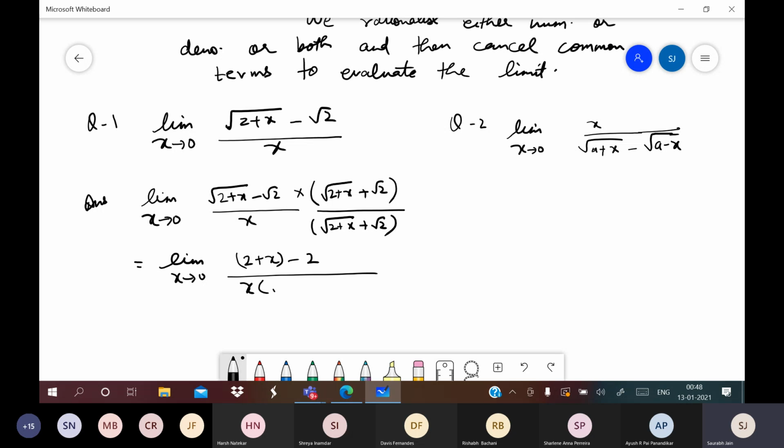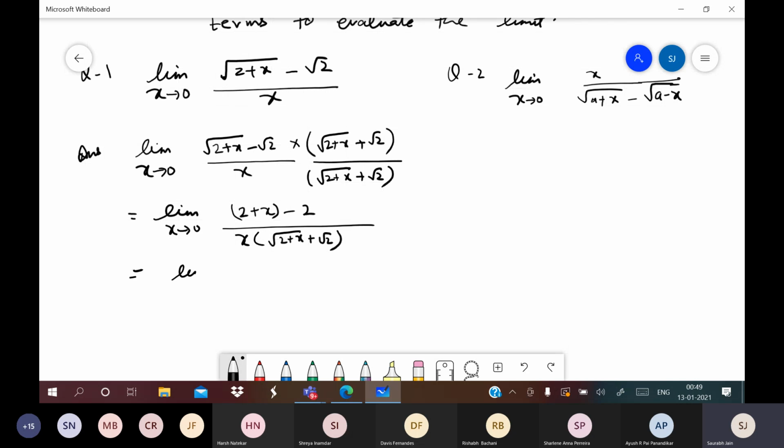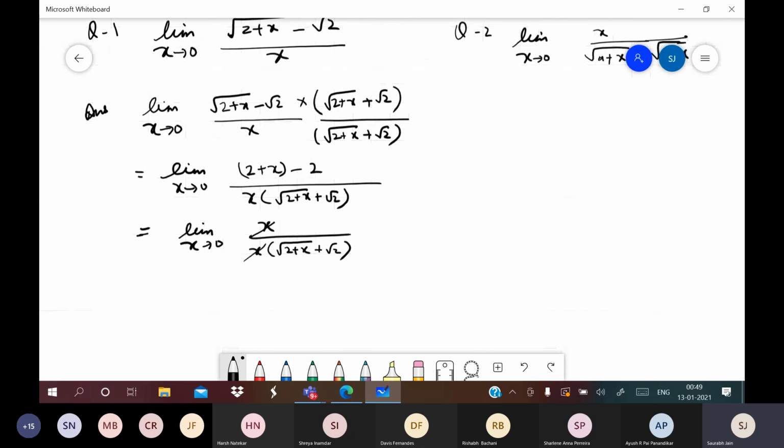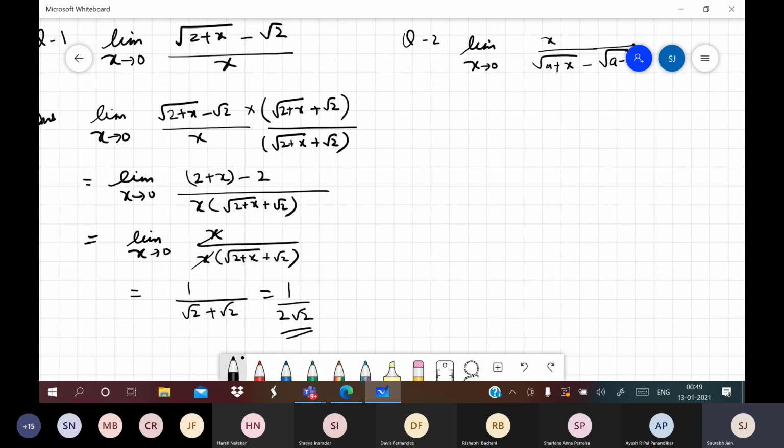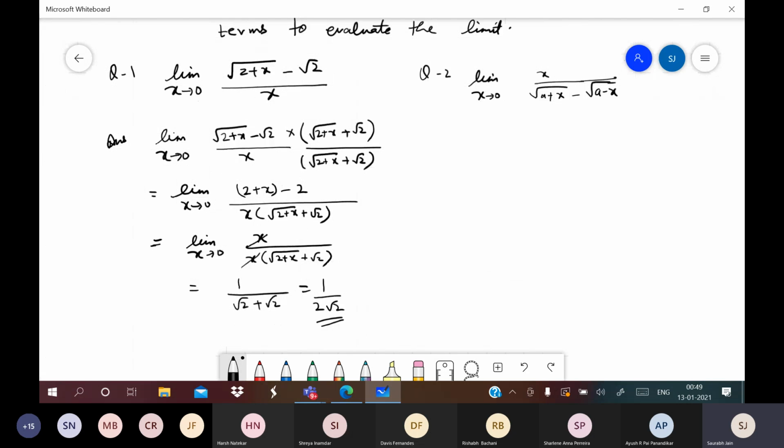Now after rationalization and doing the multiplication, what are you getting? In the numerator you will get x, in the denominator also you will get x. Now you cancel the common terms, right? Now you put the value of x. Okay, x is tending to 0. You put this value here. What are you getting? 1 by 2 root 2. This is the answer. If you want, you can even further rationalize it by multiplying by root 2. So that will be root 2 by 4, or you can leave the answer here as well, no problem. So if you have understood this particular question, now you can try the second one.